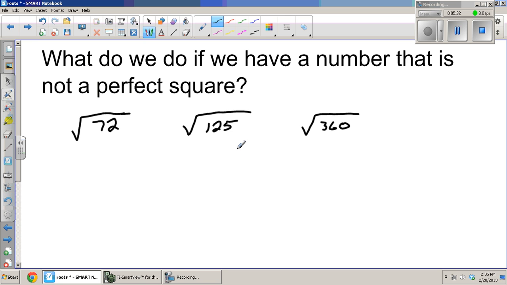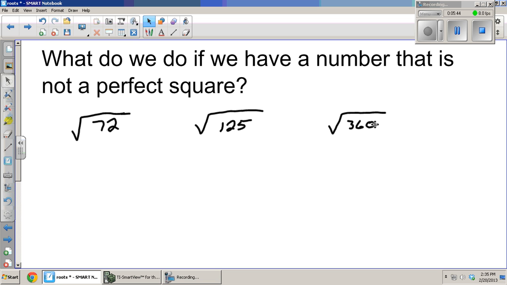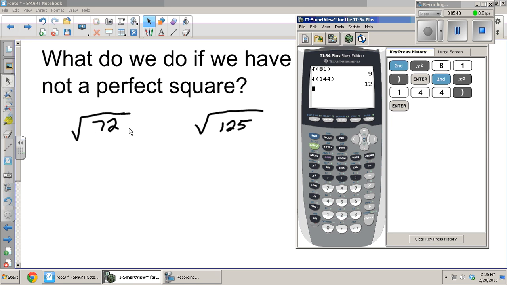Alright, what if we do not have a perfect square? This is what gives a lot of young people trouble. And it can be tricky, but with practice you can do this. Alright, watch how it works. I'm going to take the square root of 72. So I go second square 72, close and hit enter, and look what happens. I get this number that's not an even number.